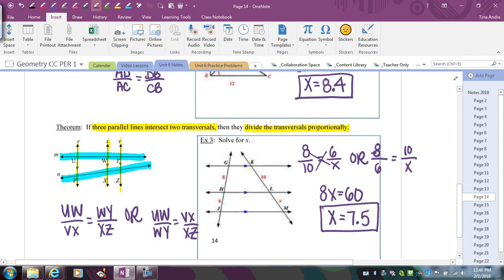So go ahead and get your key ideas down. Really, you have 3 different theorems that you should know. And then go ahead and try the check your understanding problems, and we will talk about those tomorrow.